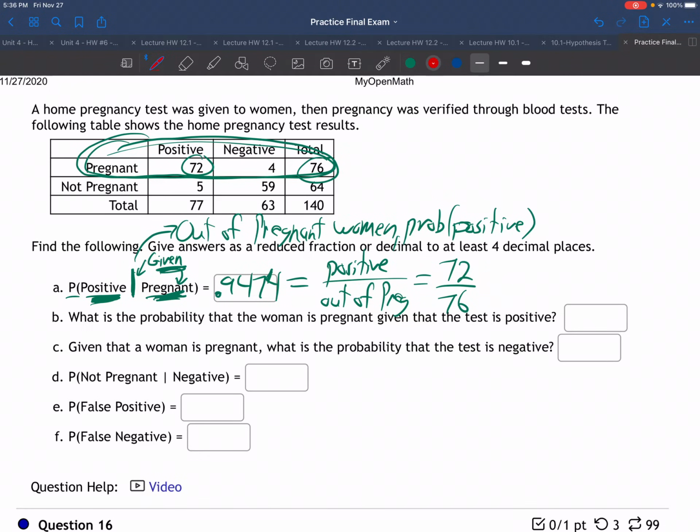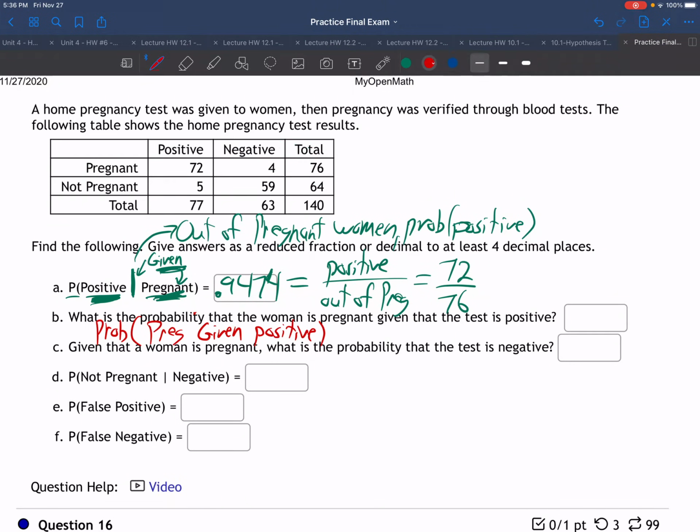All right, next question. What's the probability that the woman is pregnant given that the test is positive? Isn't that what we just did? No, it's the reverse. See how they're reversing it now? Now they're saying probability pregnant given positive test result, right? Given that the test is positive. So that's the reverse.